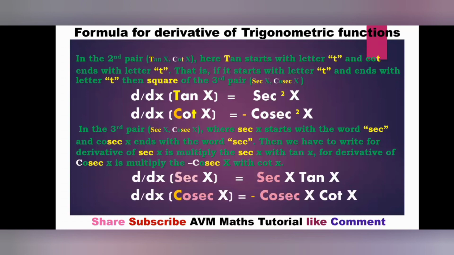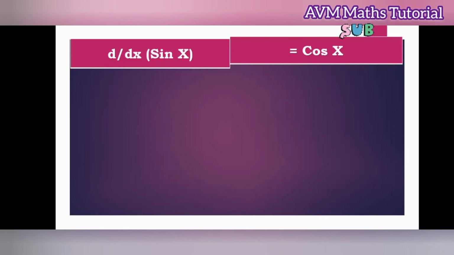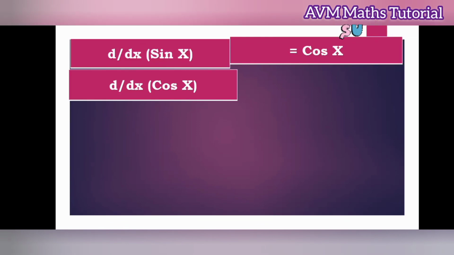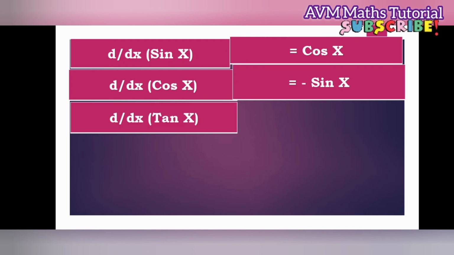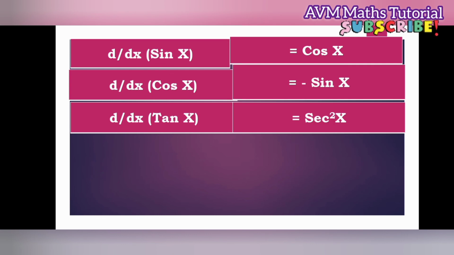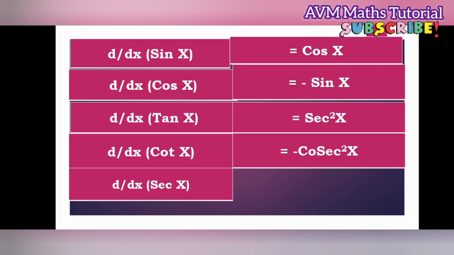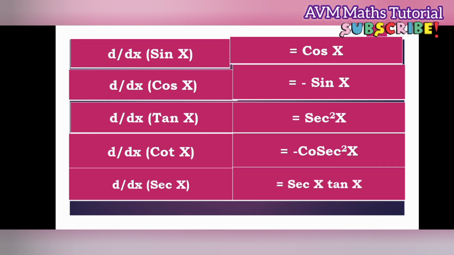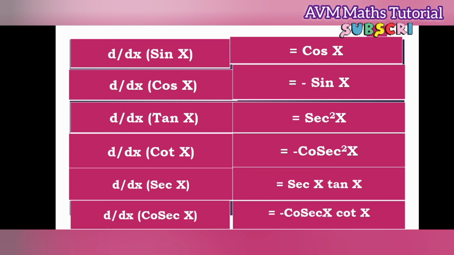Okay. Therefore, d by dx of sin x equals cos x. D by dx of cos x equals minus of sin x. D by dx of tan x equals secant squared x. D by dx of cot x equals minus cosecant squared x. D by dx of secant x equals secant x tan x. D by dx of cosecant x equals minus cosecant x cot x.